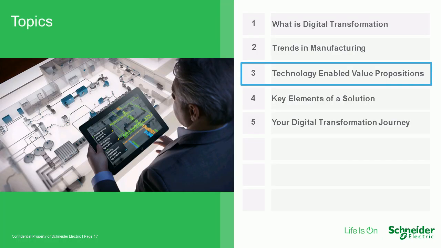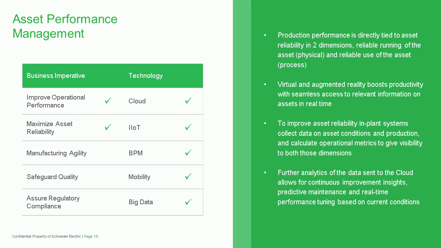So we'll dive in a little more into those technology-enabled value propositions, and we'll look at 3 or 4 of them. The first one, and probably the most commonly recognized one from a digital transformation perspective, specifically in operations, is around asset performance management. So it's never been easier to collect information around our assets and how they're operating.